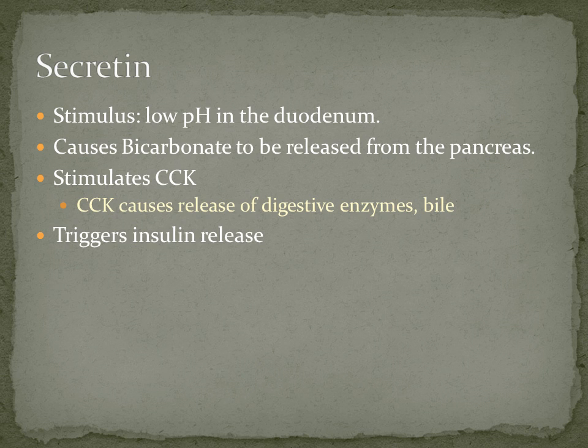Secretin is going to be one of the most important hormones, and it's going to cause bicarbonate to be released from the pancreas, as we discussed in class. Bicarbonate is going to raise the pH of the acidic chyme that's coming from the stomach into the small intestine. It stops the activity of pepsin and activates all the digestive enzymes.